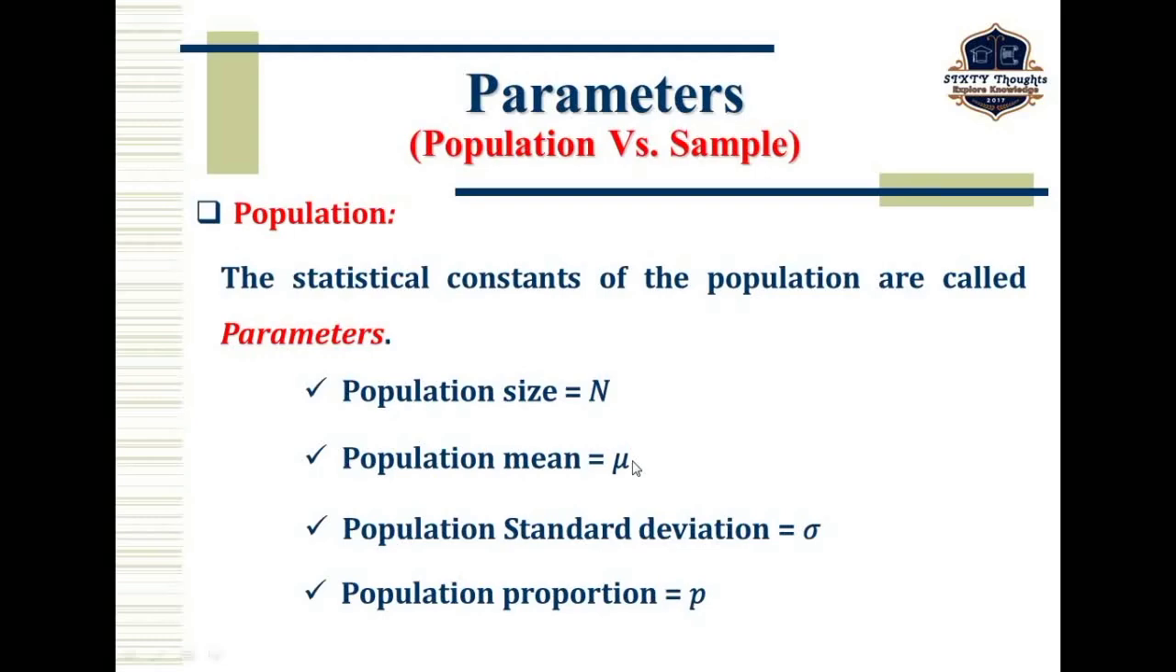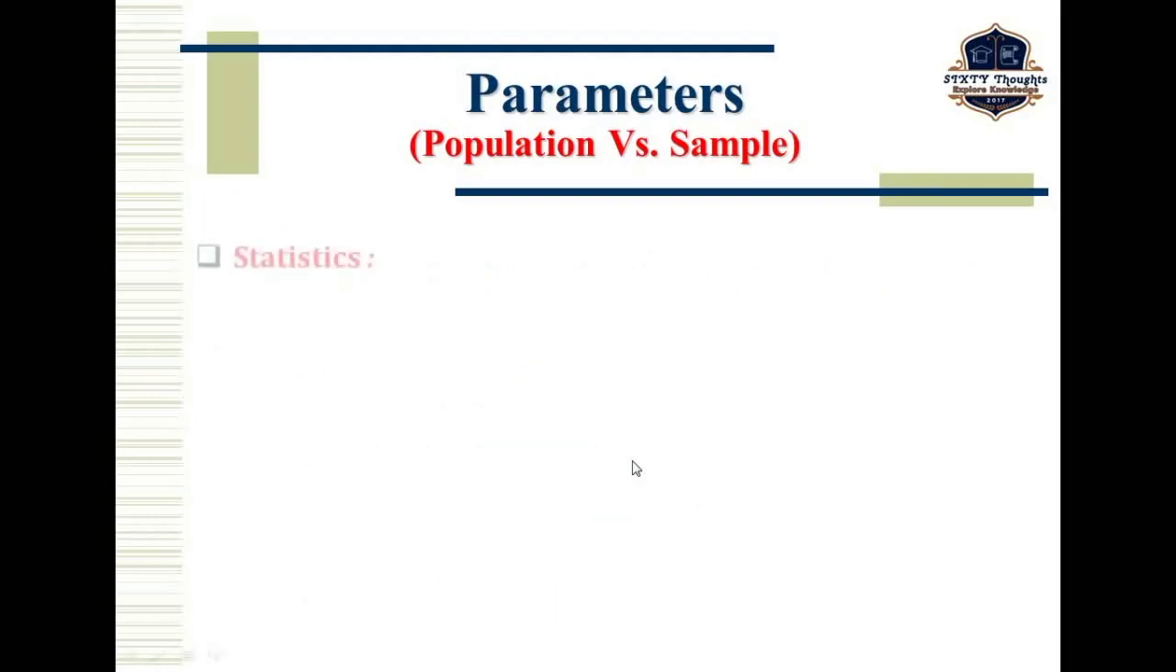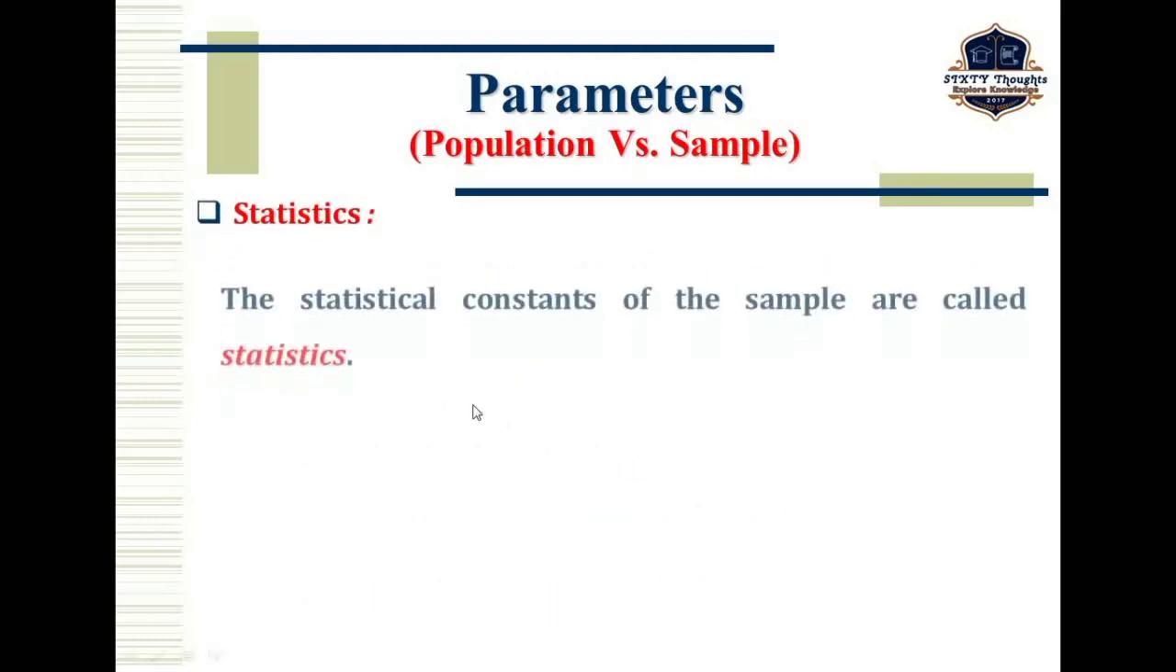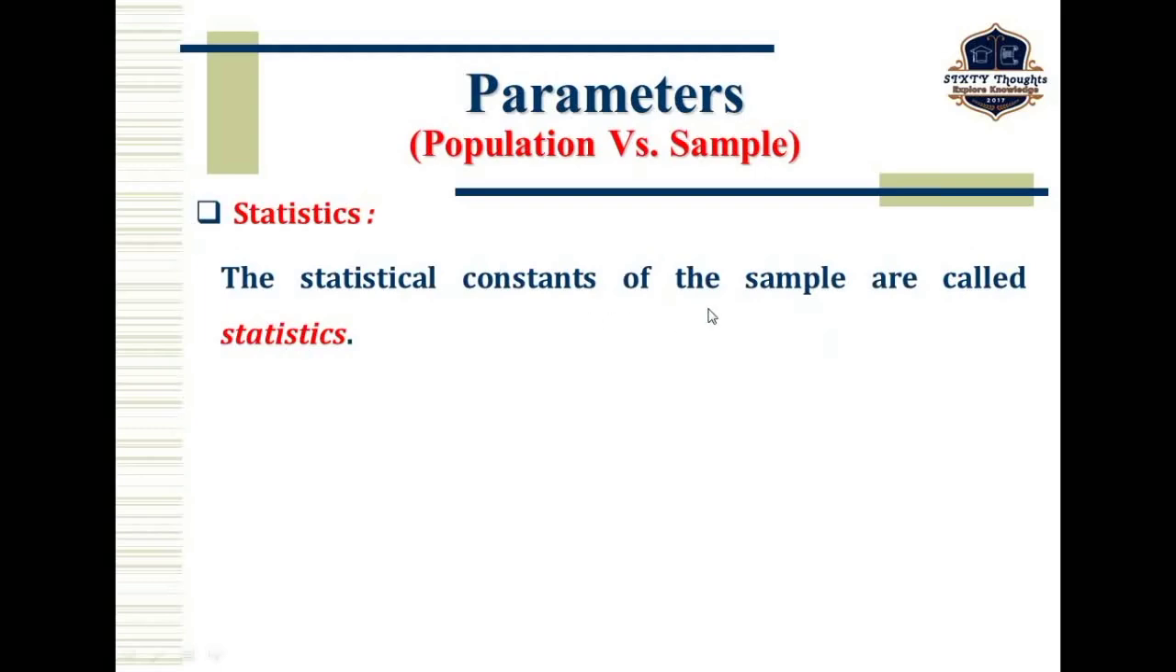So next we are going to see what are sample parameters. So what is meant by statistics? The statistical measures of the sample are called statistics. So here we have four different parameters. One is sample size. For population we consider capital N. So here we consider sample size small n.